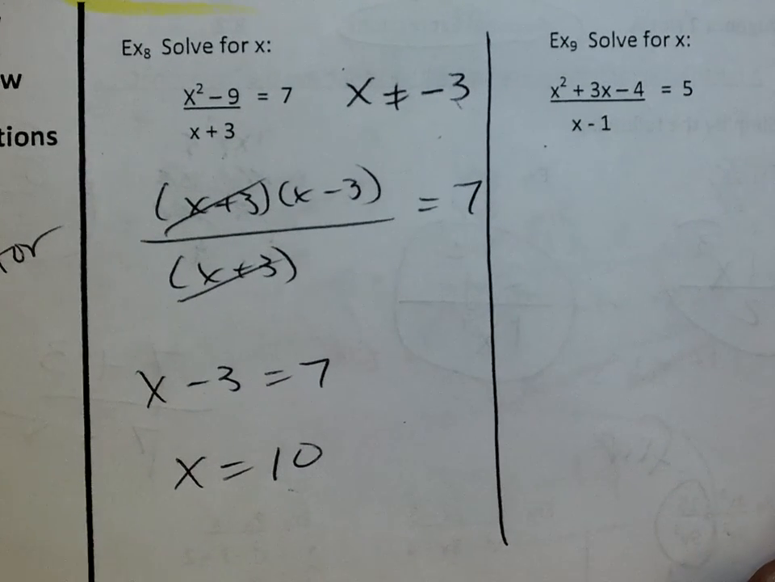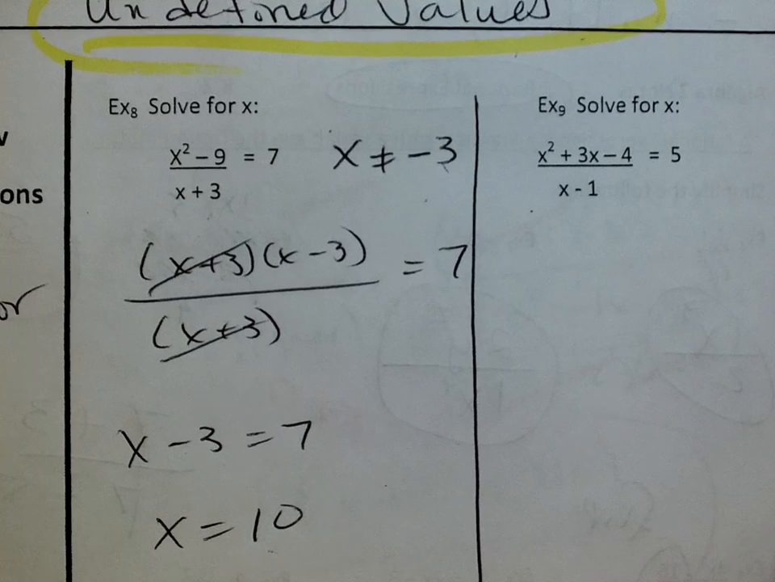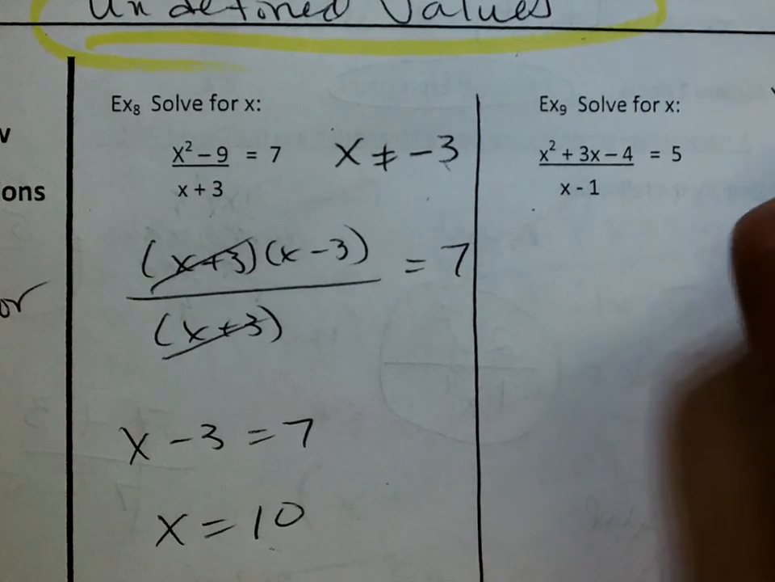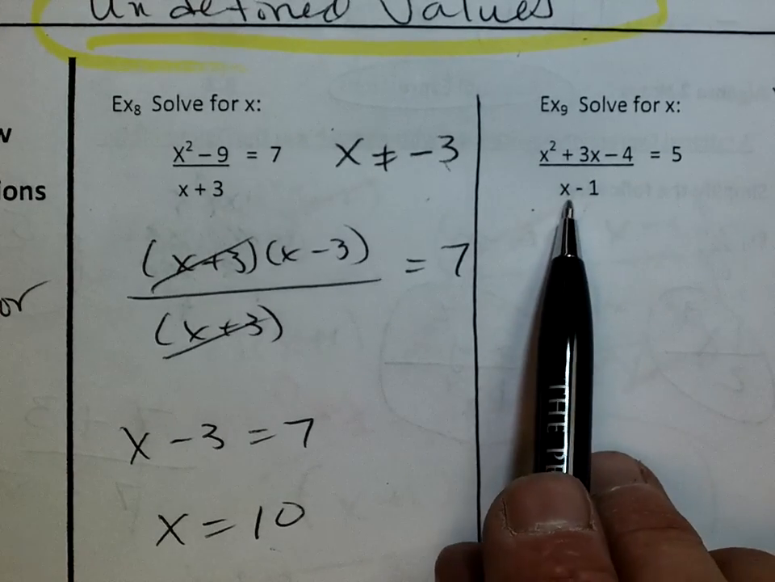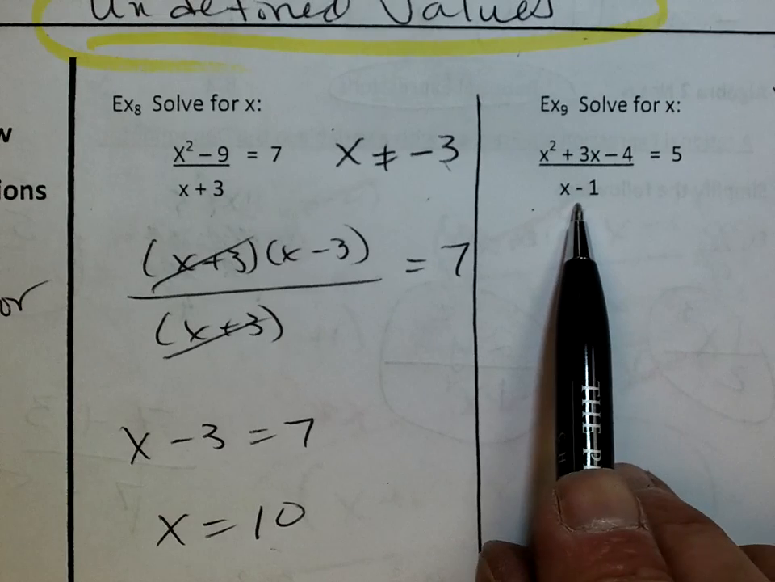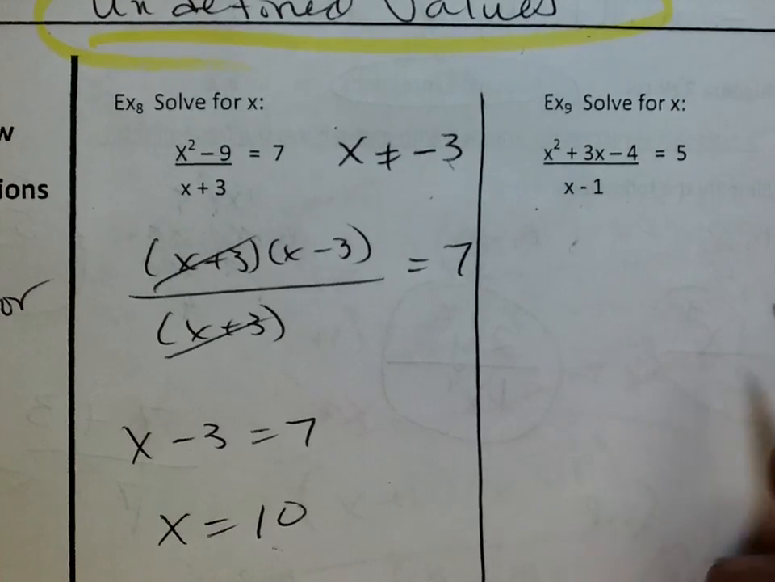Okay, then, example 9. How am I doing? So before I even start, I got to make sure I keep Cookie Monster happy. All right? What's my undefined value? X cannot equal what? 1. Everybody agree with 1? Positive 1 right here. 1 minus 1 would be 0, right? Can't divide by 0. Bad news. So, let's see if we can factor, okay?